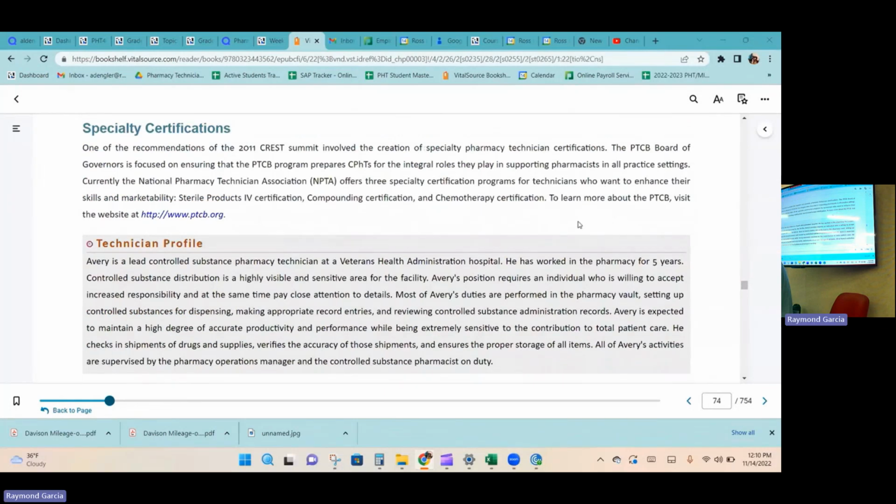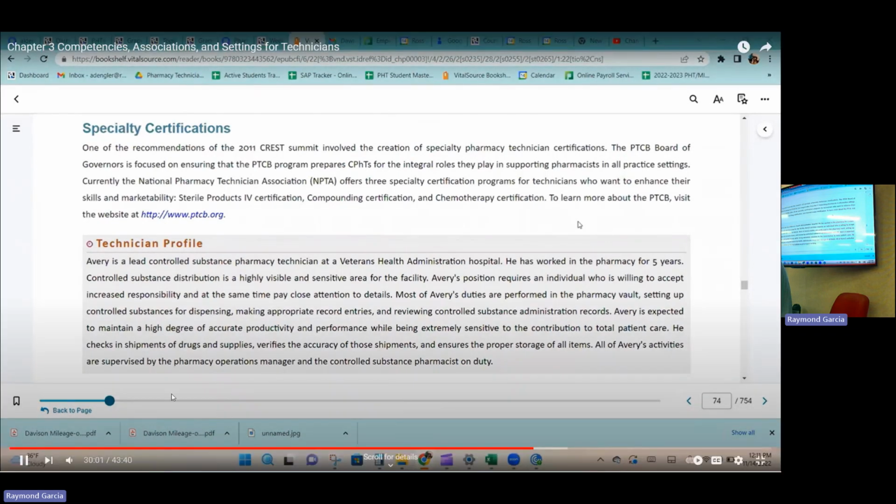One of the recommendations of the 2011 CREST Summit involved the creation of specialty pharmacy technician certifications. The PTCB Board of Governors is focused on ensuring that the PTCB program prepares CPhTs for the integral roles they play in supporting pharmacists in all practice settings. Currently, the National Pharmacy Technician Association offers 3 specialty certification programs for technicians who want to enhance their skills and marketability: sterile products IV tech, compounding certification, and chemotherapy. So specialty pharmacies deal with IV certification, compounding certification, and chemotherapy certification.